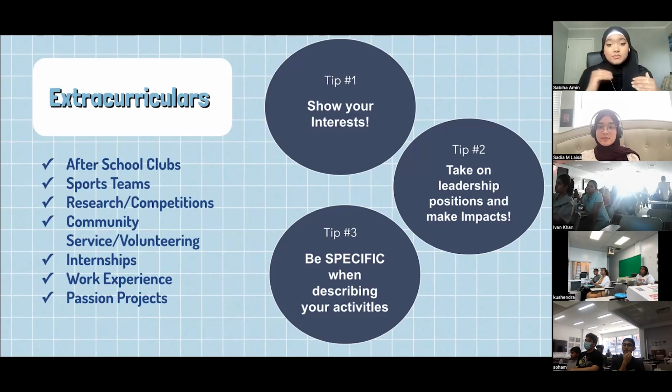And the best way that you can show this to colleges is being specific when describing your activities, because you can spend hours doing a lot of these activities. You can spend hours conducting community service or conducting an experiment in the lab, for instance. But if you can't properly describe them within your description for your activities on the Common App or any application portal, the colleges won't be able to understand.